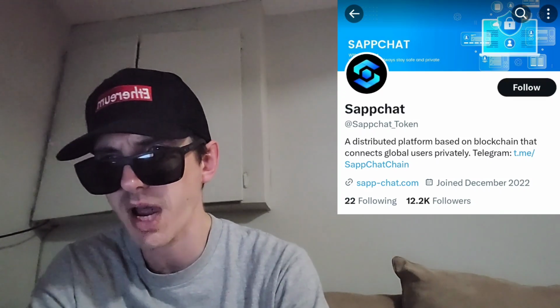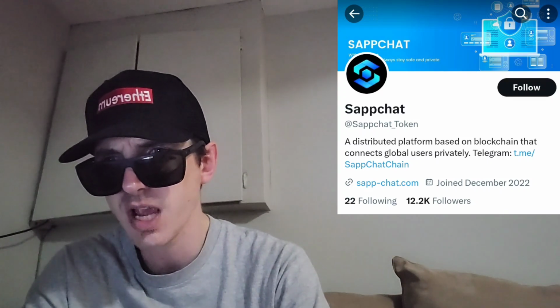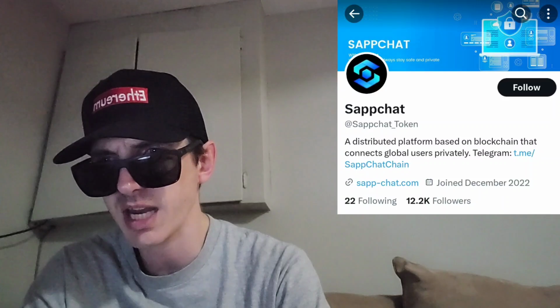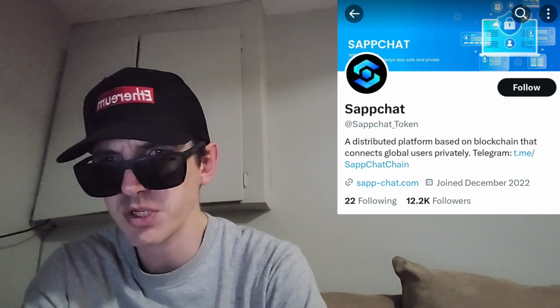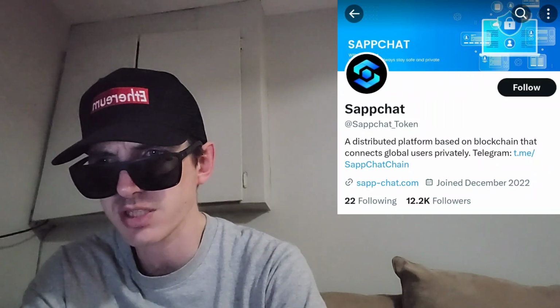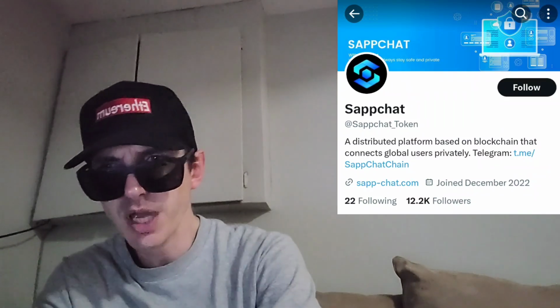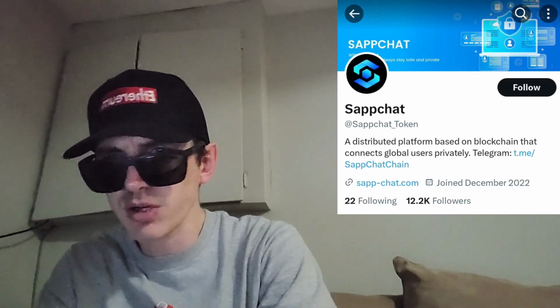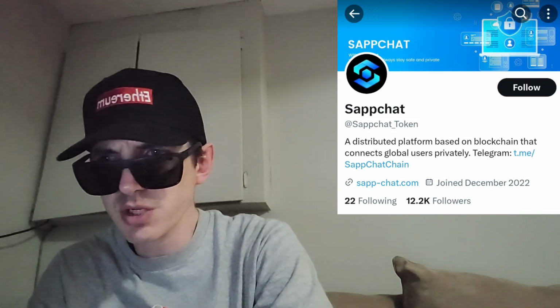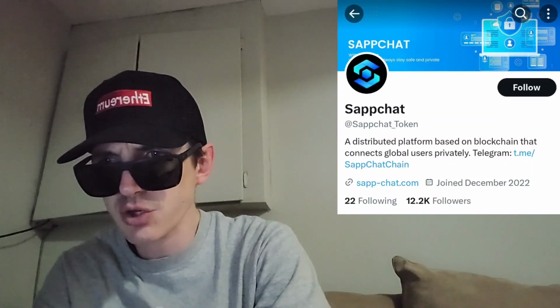Number one is mobile payments and money transfers that are carried out through the Sappchat application. They also have a shopping platform in which users can purchase digital goods such as NFTs by paying with cryptocurrencies. They're also going to include an integrated crypto exchange through which users can swap cryptocurrencies and trade them.